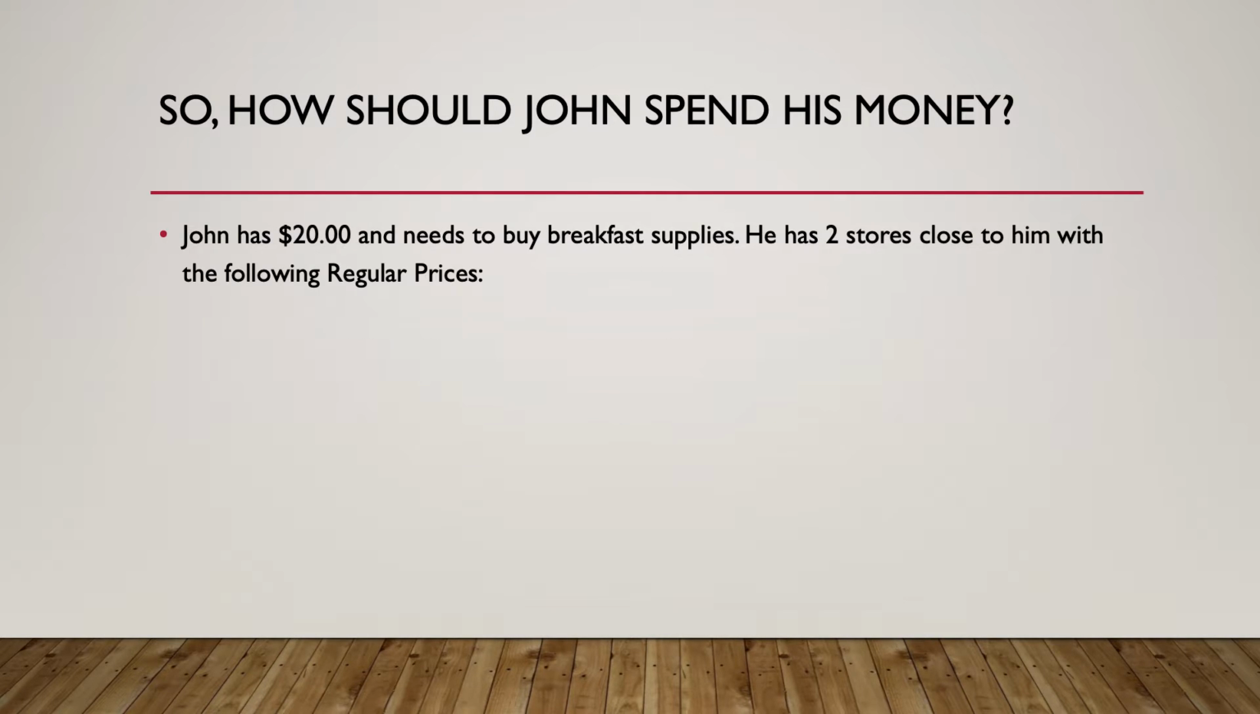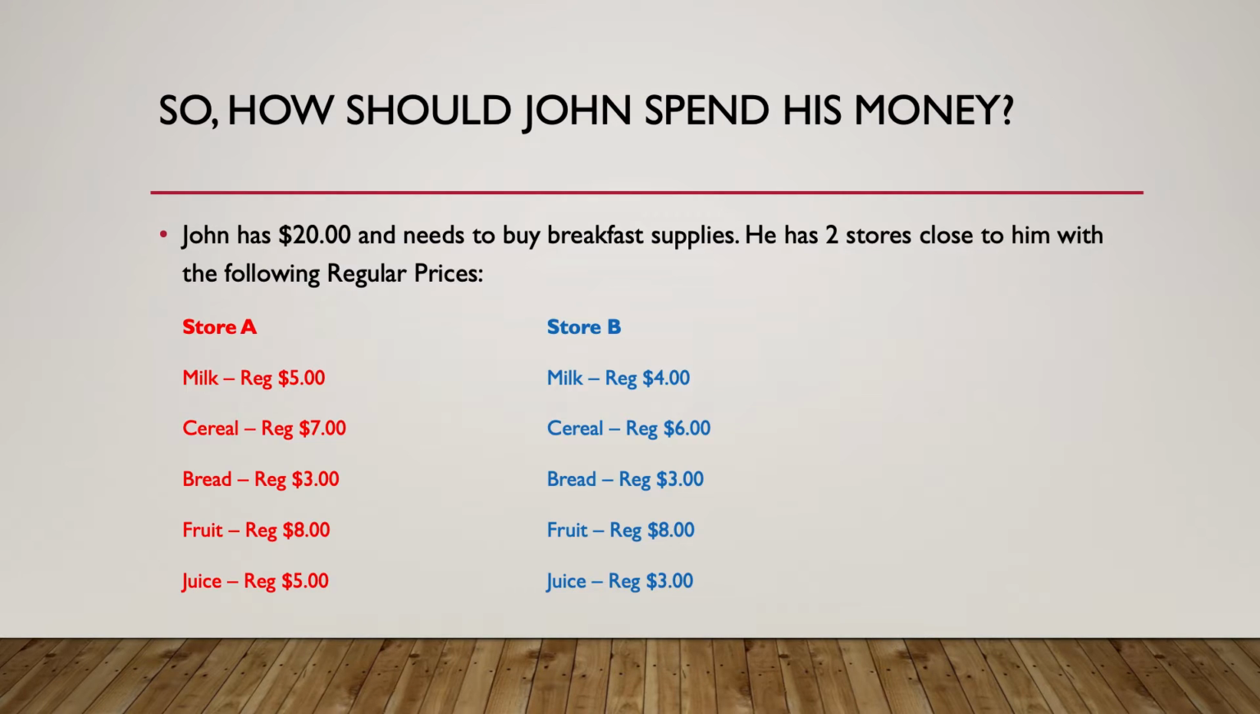Taking another deep dive into this example, once again, John's got 20 bucks, he needs to buy some breakfast supplies, and he's got two stores close to him with the following regular prices. He's got store A and store B. Store A and store B are only selling at regular prices. They have no promotions, no markdowns, no clearance running. What you'll see here is that store A is selling milk for $5, store B is selling it for $4. It's a better deal at store B.